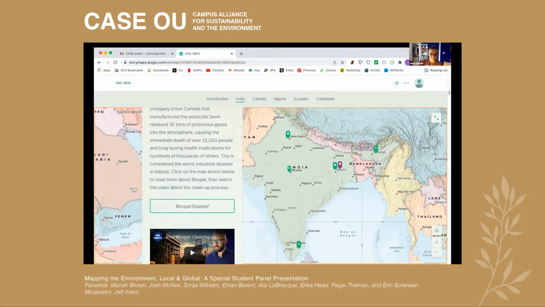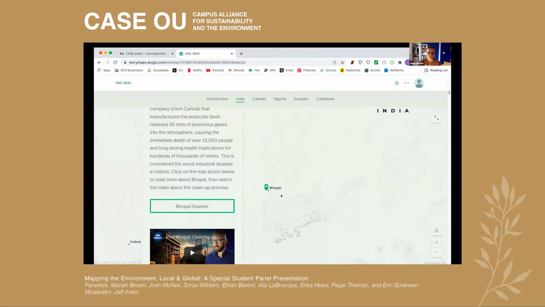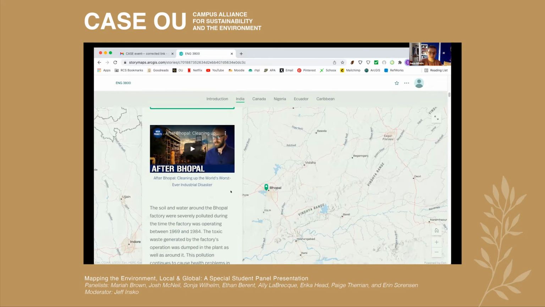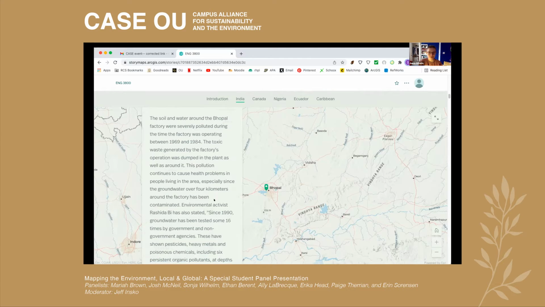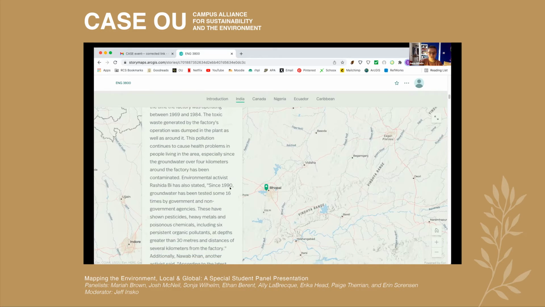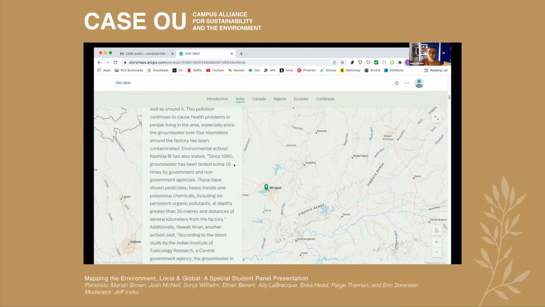And so here we also have like a map action where if you click on this, it zooms into Bhopal so you can see where it is in India. And then this is a video about the cleanup process, which long story short, there is no cleanup process. It's not cleaned up at all, pretty much. Like the soil and water around where the factory was is severely polluted from the time the factory ran from 1969 to 1984. And so toxic waste generated by the factory was dumped into the plant as well as around it. And this pollution still causes health problems in people that live in the area today.